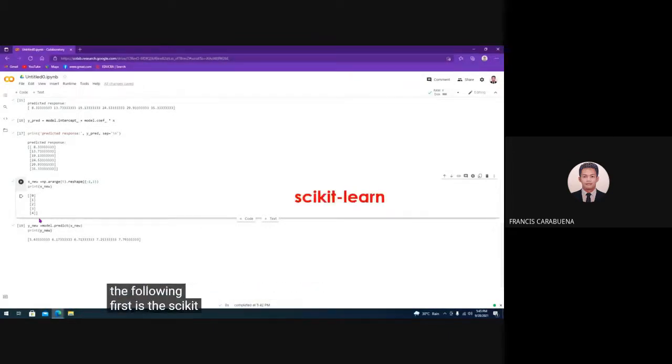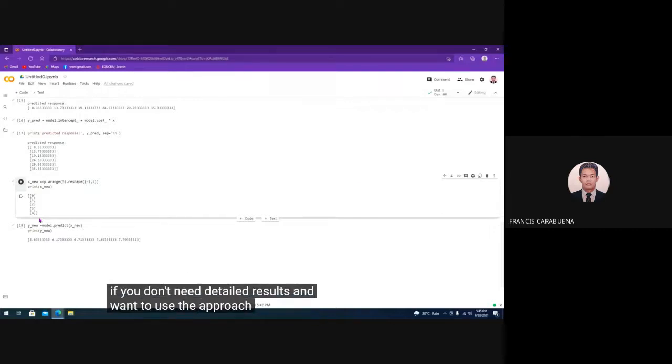First is scikit-learn. If you don't need detailed results and want to use the approach consistent with other regression techniques, you can use scikit-learn. But if you need the advanced statistical parameters of a model, you need statsmodels.